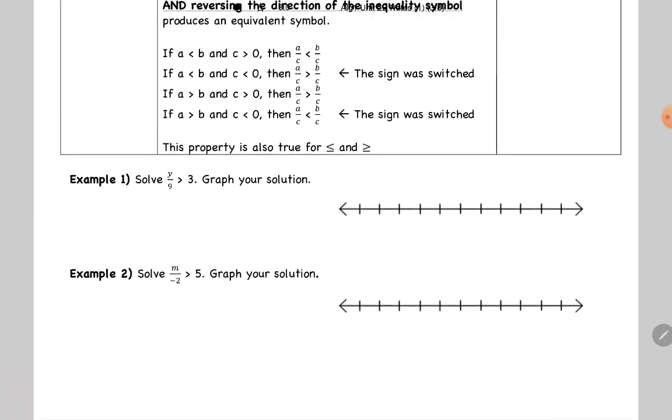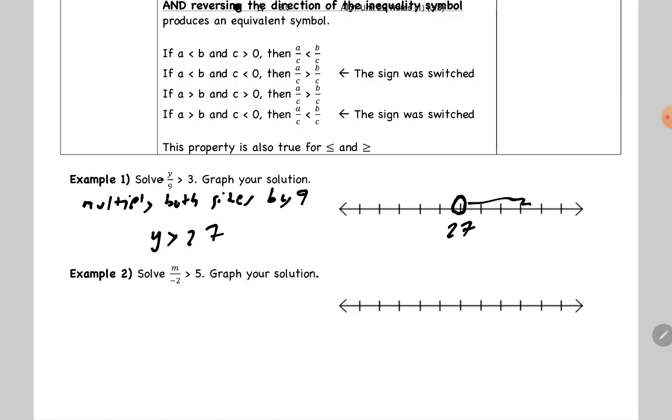Okay. So y is being divided by 9. So to get y by itself, I'm going to multiply both sides by 9. So I'll have y is greater than 27. And just like before, we have an open dot, and then we shade to the right. Not bad.